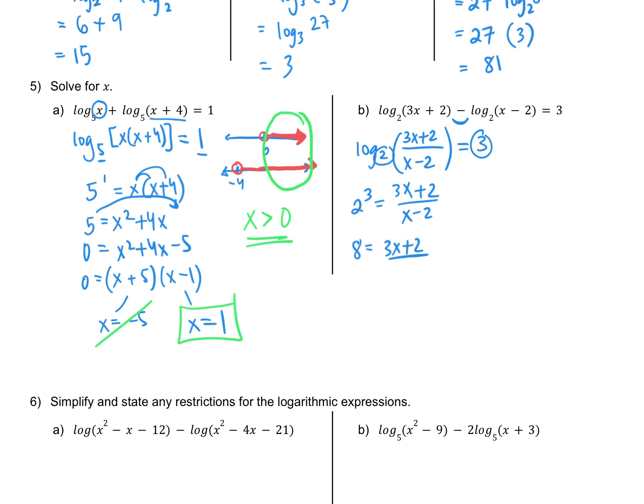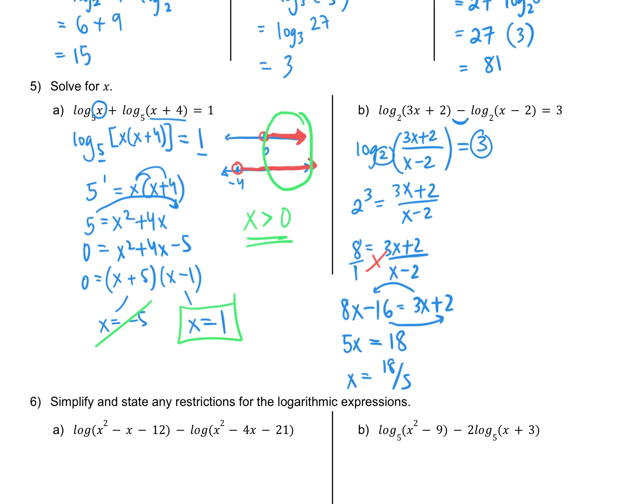And now I have a rational expression equals a value. So I'll put that 8 over 1. And now I'll just cross multiply. So 8 times x minus 2. Make sure both the x and the 2 are multiplied by 8. And then equals 3x plus 2. Now I'll just bring the 3x over and the 16 over to the other side so that I have 5x equals 18. And when I divide both sides by 5, I get 18 over 5.